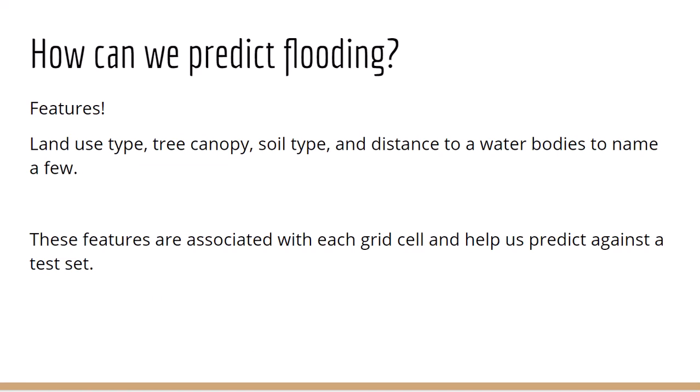We then split our data into a training set and a test set. The training set identifies the common characteristics of the data, and the test set predicts whether a grid cell will be inundated or not inundated based on the training set characteristics. We can evaluate the effectiveness of our model by how many grid cells it predicts correctly.